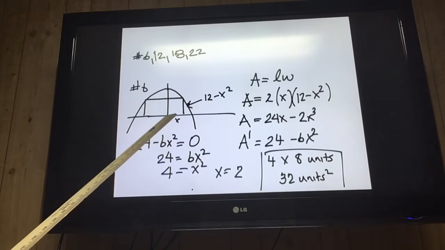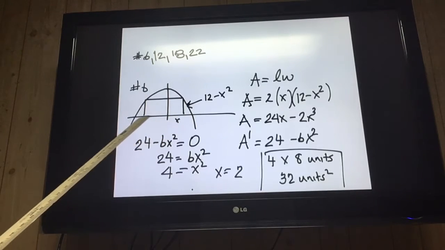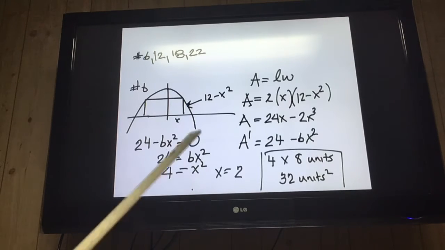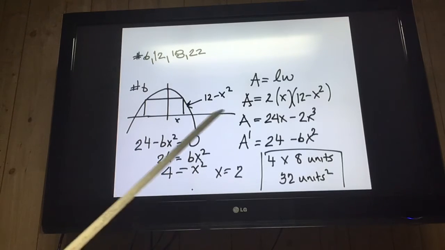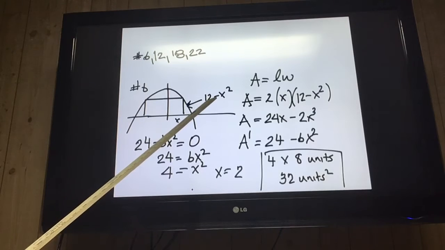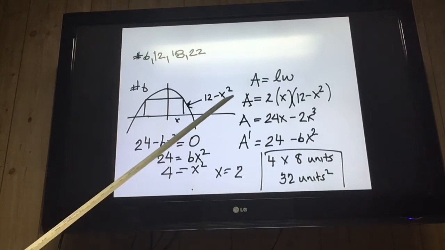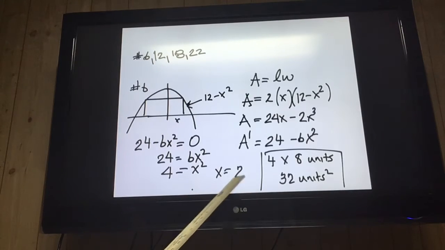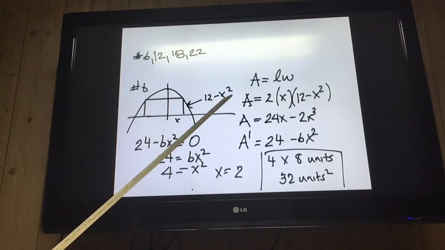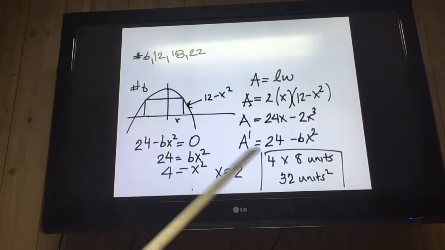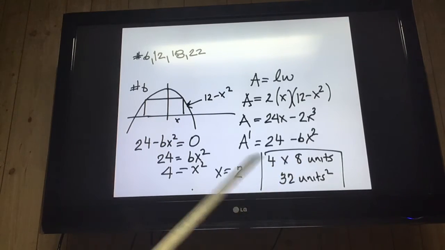So if this length right here is 2, then the whole thing is going to be 4. Put it back into this equation here. I got this answer wrong, I believe. No, I did not, right? No, sorry, I put 2 in. I'm sorry, you're going to put 2 in for x. 2 squared is 4, 12 minus 4 is 8, so my height is 8. So I have a 4 by 8 rectangle inside this parabola.